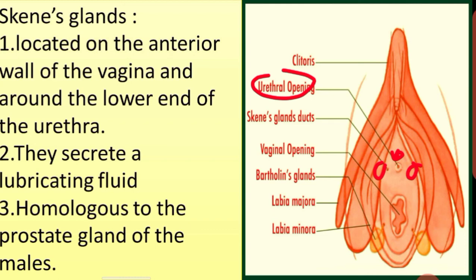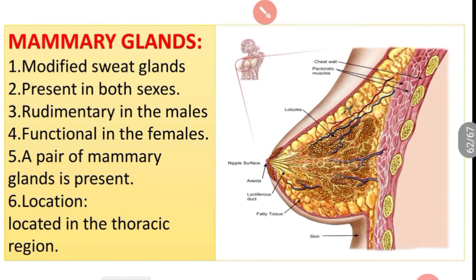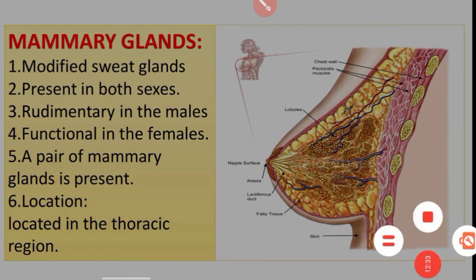What does it secrete? It secretes a lubricating fluid. What does the Skene's gland do? It secretes a lubricating fluid. With which male part do they compare it? The prostate gland. Right? Skene's gland is compared with the male prostate gland functionally. Both of them function equally, in the same way. Right? Got it? I hope you can understand well. Next class, we are going to start with the mammary gland. Thank you, children.